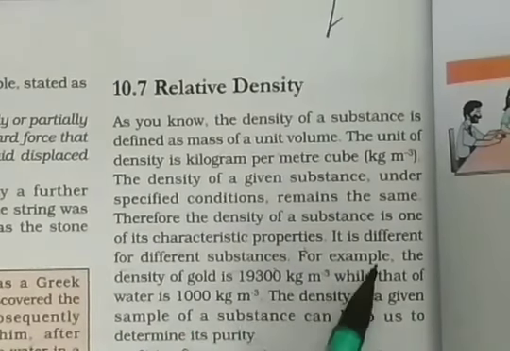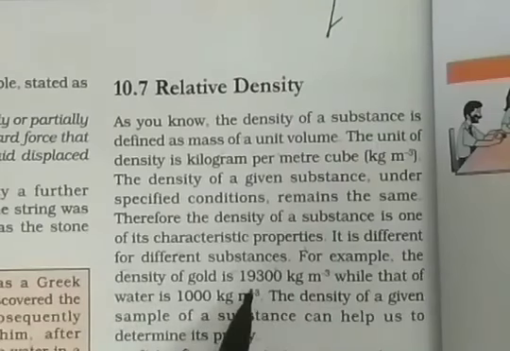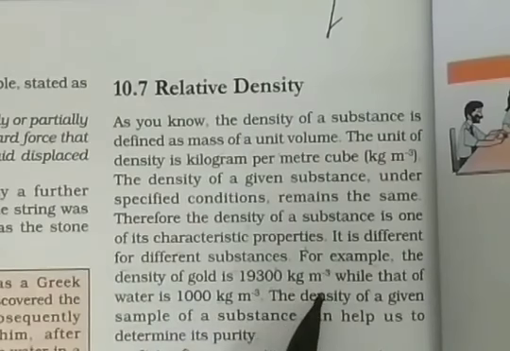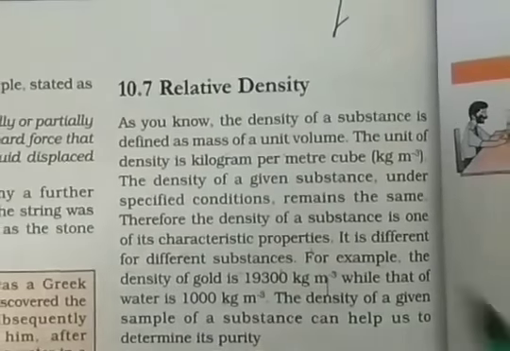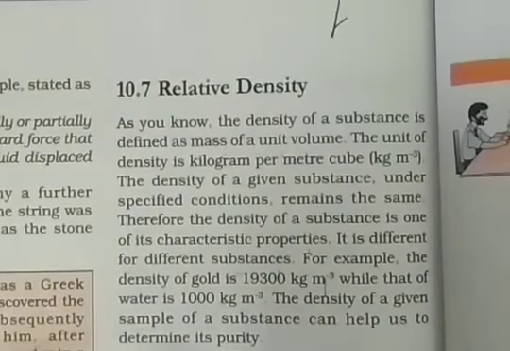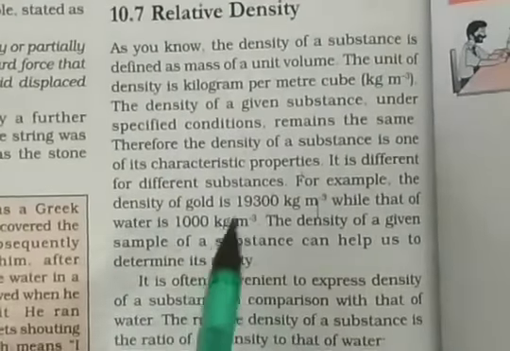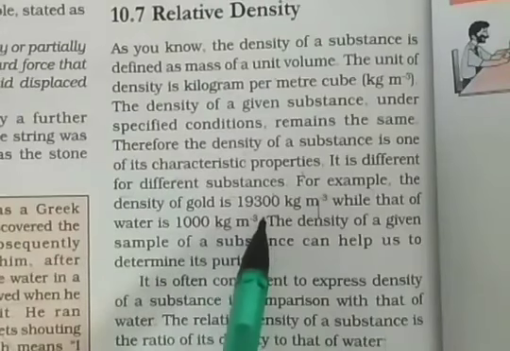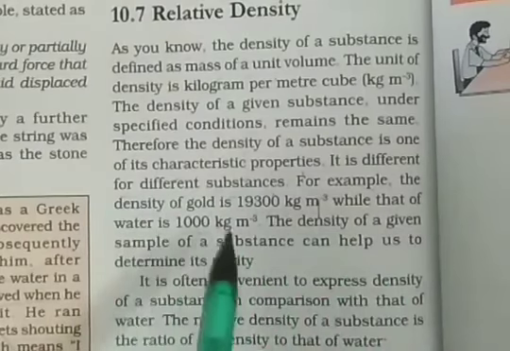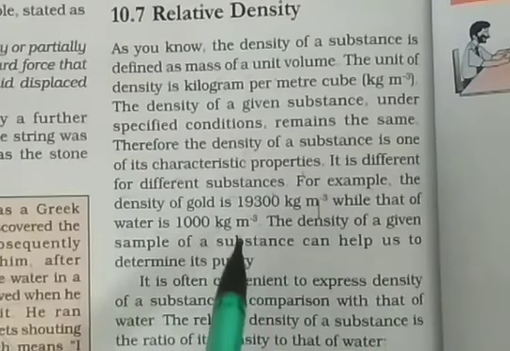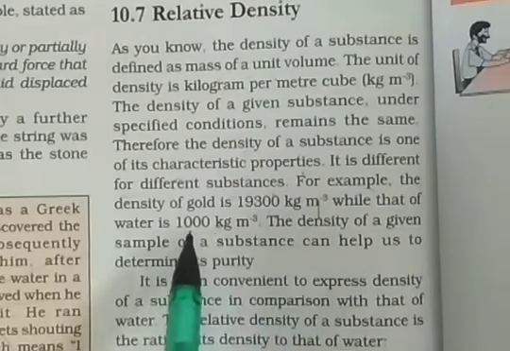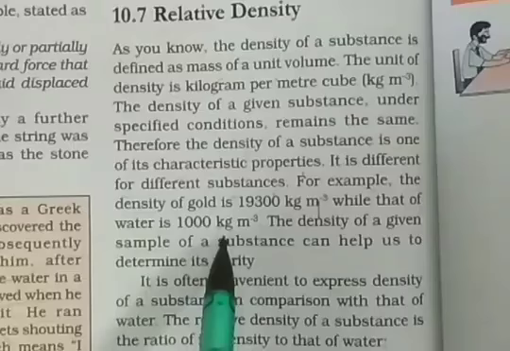For example, the density of gold is 19,300 kgs per meter cube. That means if you take a box of 1 meter by 1 meter by 1 meter, 1 meter length, 1 meter width and 1 meter height, how much quantity of gold can it accommodate? 19,300 kgs. While that of water is how much? 1000 kg. If you make a box of the same dimension, 1 meter cube, and put water in it and weigh it, it will be 1000 kgs.